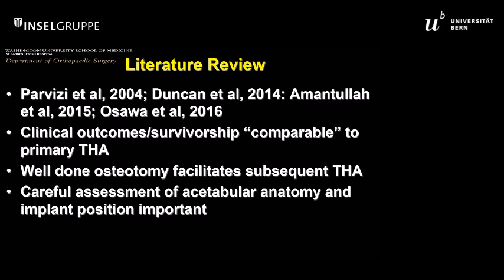A couple of the studies also indicated that the surgical procedure may be slightly longer and associated with a higher blood loss. A real important take-home message from these studies is that a well-done osteotomy facilitates subsequent total hip and probably has little or no impact on the clinical outcome and survivorship. Most important is to assess the acetabular anatomy preoperatively. Early on in the PAO experience, retroversion of the acetabulum was common, and we certainly want to adjust to malpositioning of the acetabulum at the time of total hip arthroplasty.